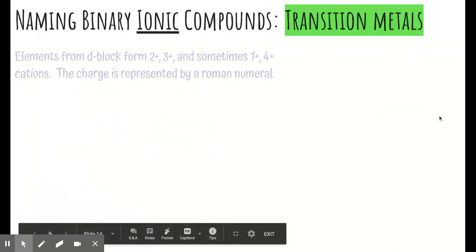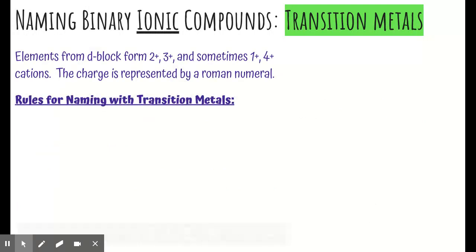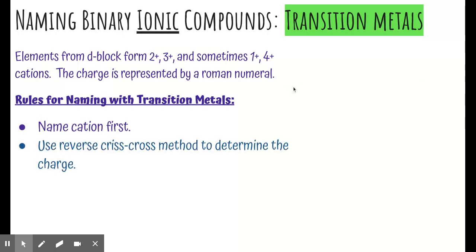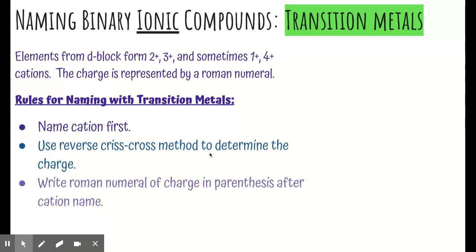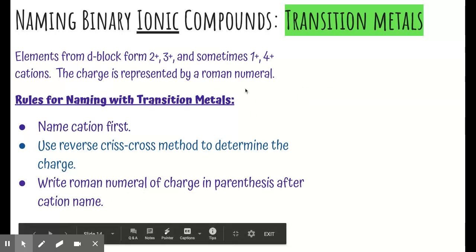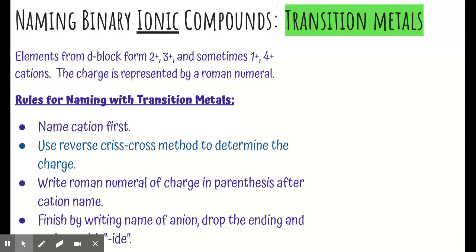So here are some special rule ones. We have transition metals. We know that transition metals are everything in the lower part in the middle of your periodic table. Lead and tin also follow these rules. Again, you're naming your cation first. You're going to figure out what the charge was, and then write the Roman numeral of that charge in parentheses after the cation name. Finish it up by writing the anion name and changing the ending to IDE.